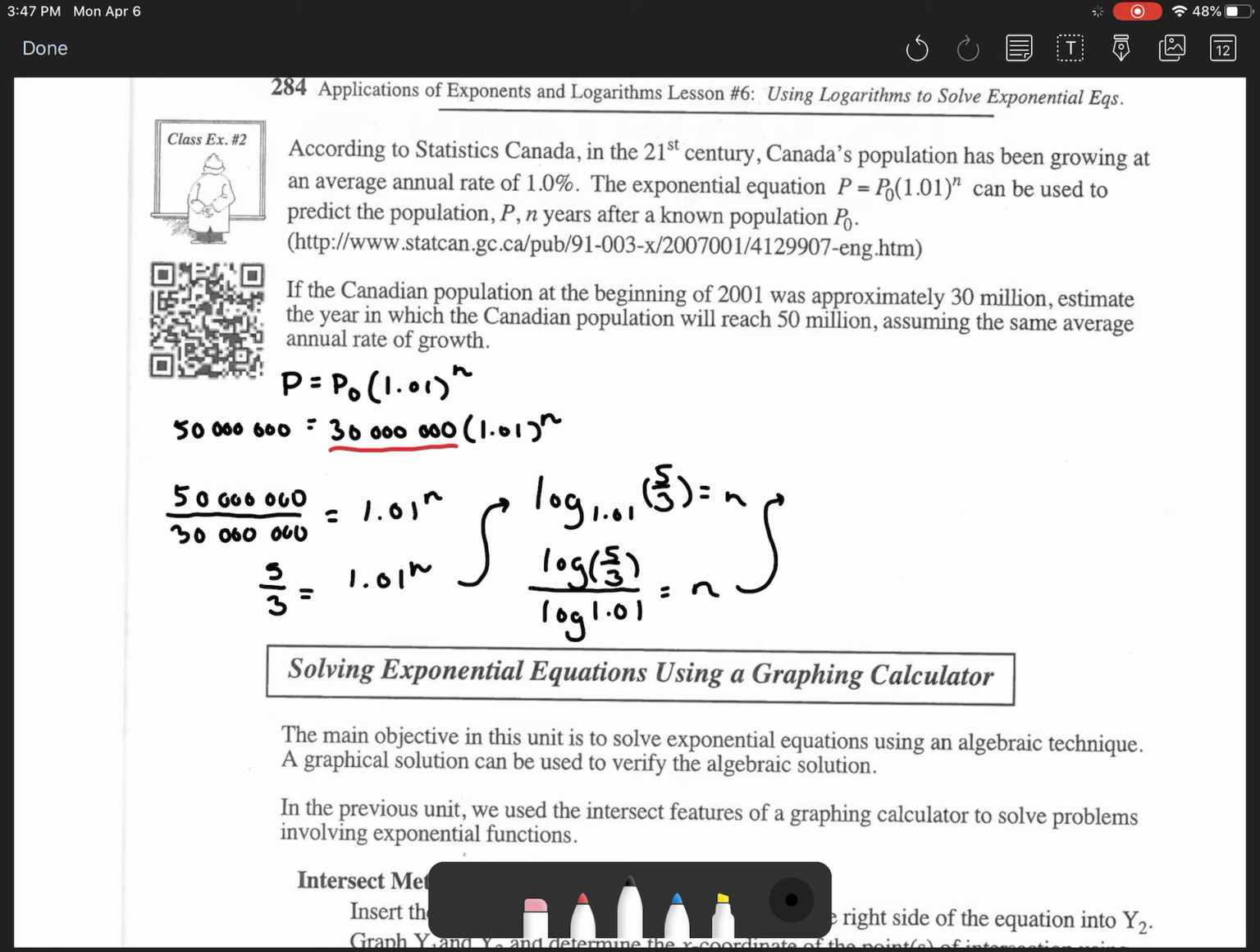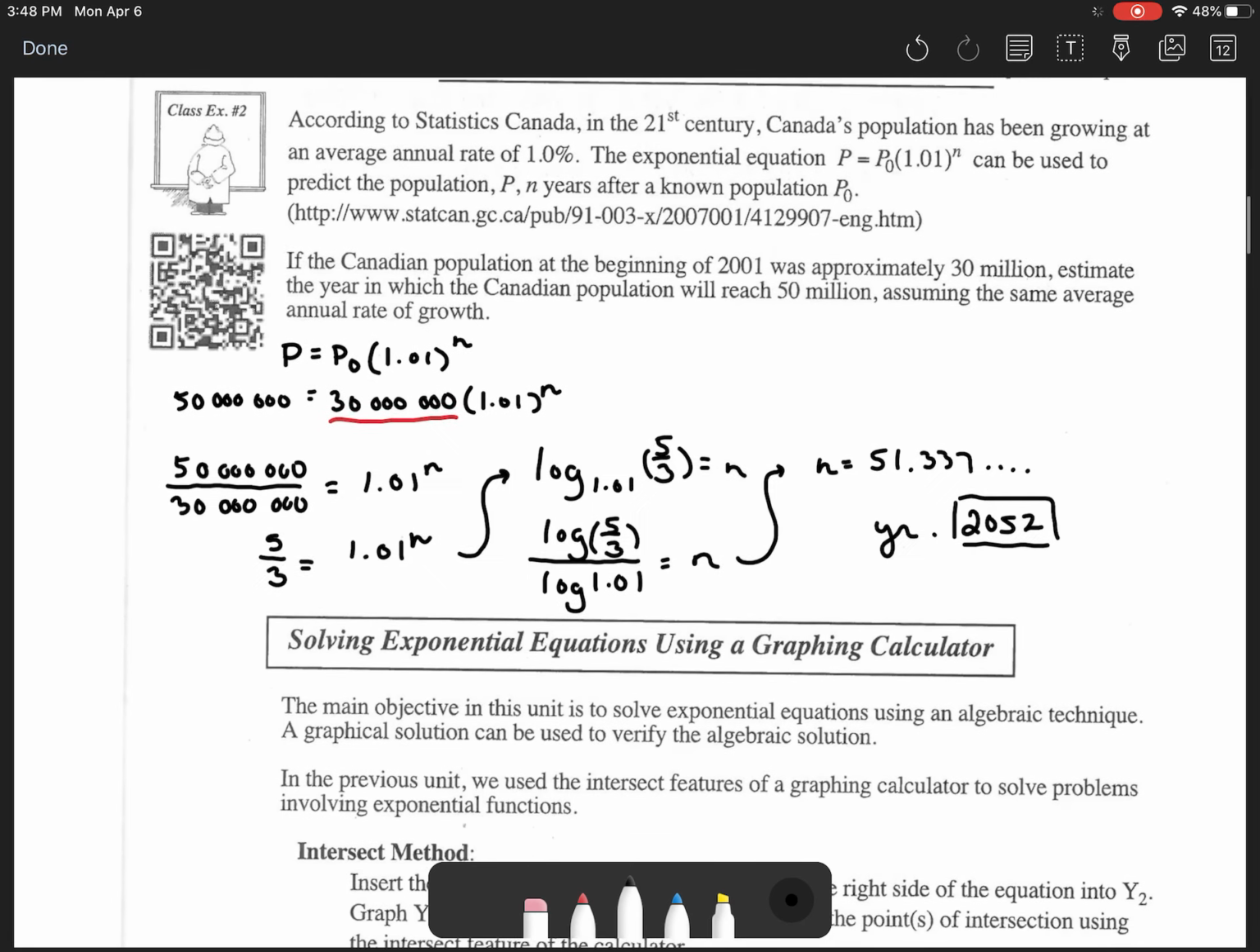So when I do that, you will get a value for n that is 51.337, etc. So what that means is 51.337 years after the beginning of 2001. So you want to know the year. If I add that number of years, the 51.337, to the beginning of 2001, that will take you to the year 2052. So there's your answer. 2052 is the year in which it would reach 50 million.